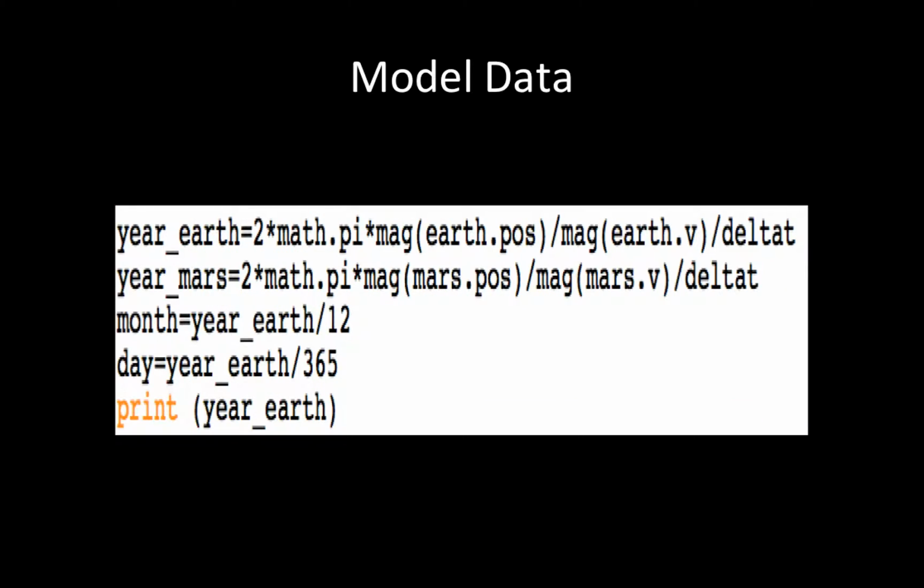Next, I found the time in Earth days to complete one revolution for each planet using the equation 2 pi r divided by v divided by delta t. These values were used to find the time in days for one Earth month, day, and period of revolution for Mars. The period of revolution for Mars was found by dividing the time in days it took for Mars to complete one revolution by 365 days.